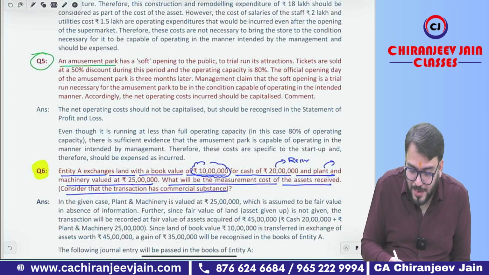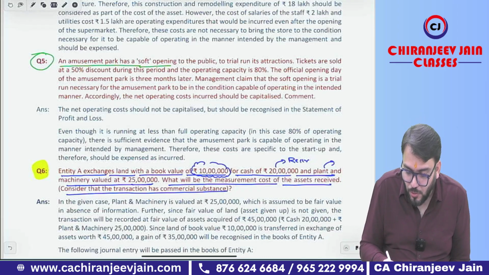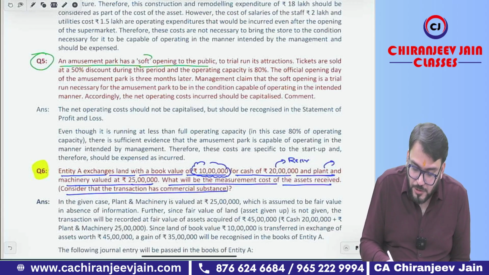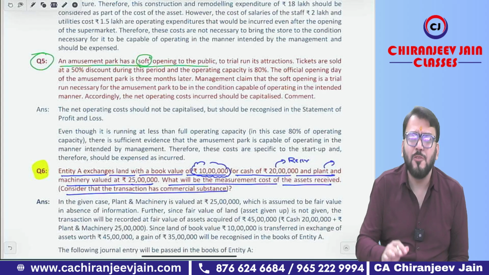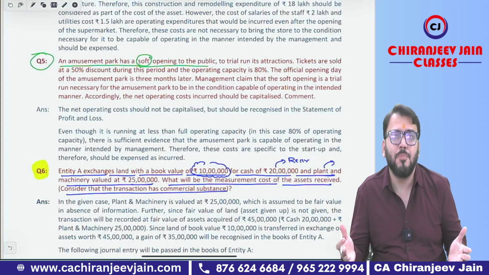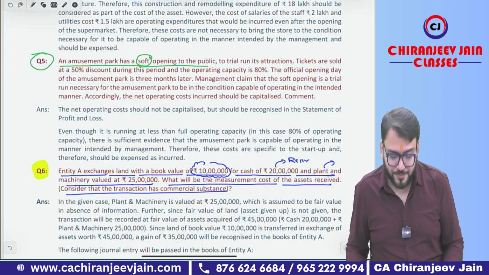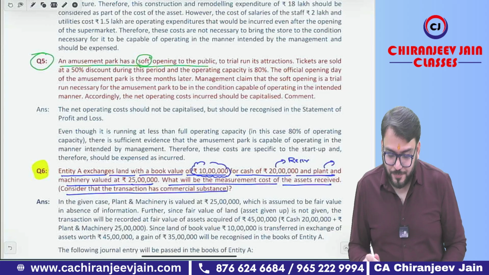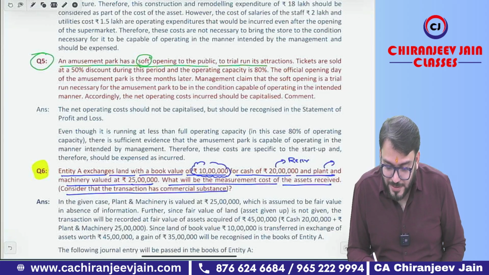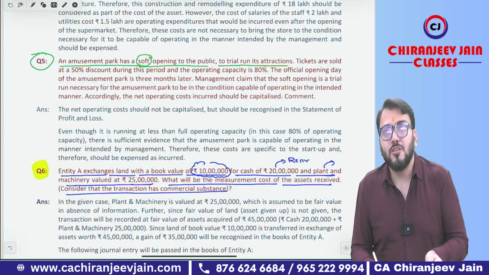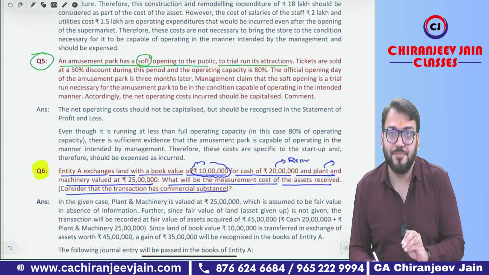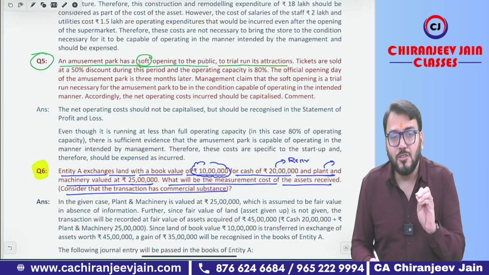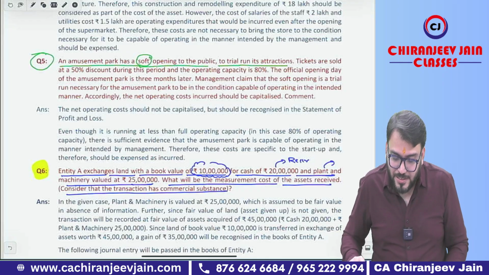An amusement park has a soft opening to the public. Soft opening to the public. Amusement park means it will be a park for the children, etc. Correct now. Soft opening to the public to try run its attraction. Just try to understand what AS 10 says.